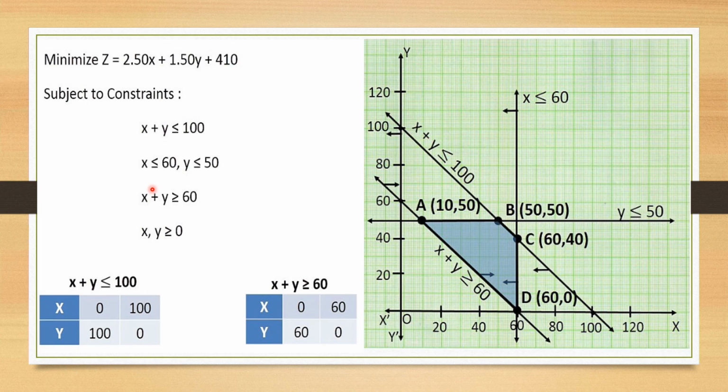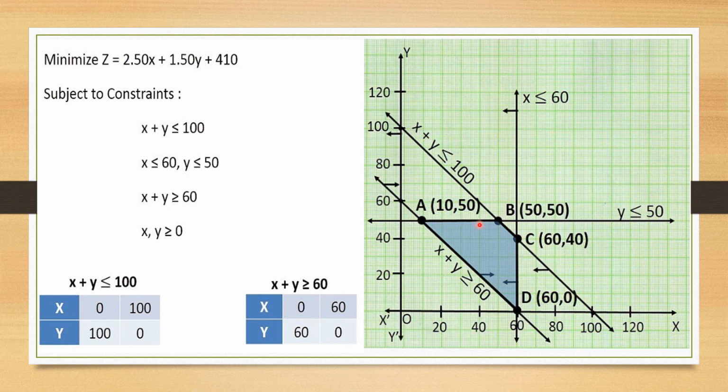And you know x equal to 60 means a line parallel to the y-axis at a distance of 60 units from your origin. Okay. And y less than or equal to 50, the corresponding equation is y equal to 50, and the line is parallel to the x-axis at a distance of 50 units from here. Now origin checking says 0 less than or equal to 60 is satisfied. Shading will be towards this side. And here 0 less than or equal to 50, again the origin is satisfied, shading is towards this side.